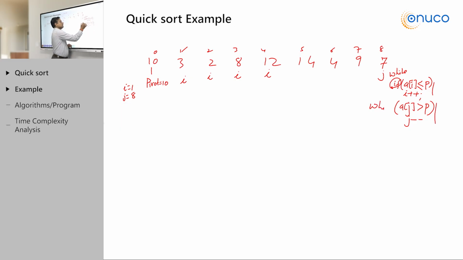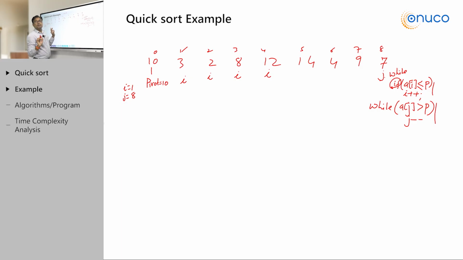What is the next part? While A of j is greater than P. Is 7 greater than 10? No. So j is stopped here only.